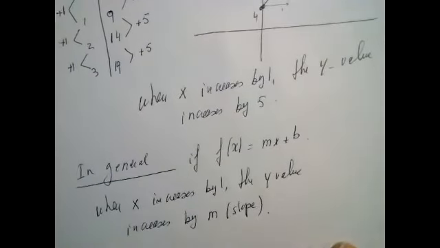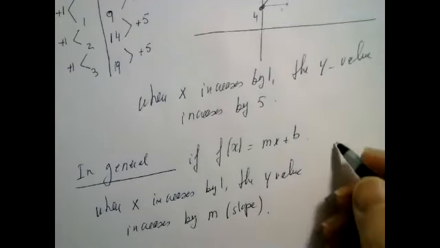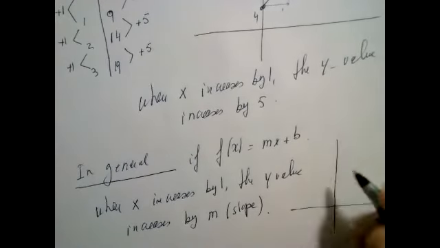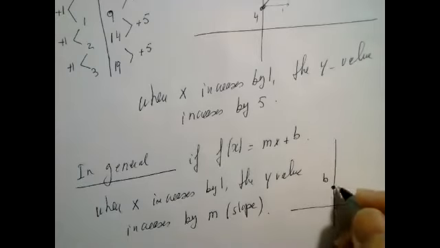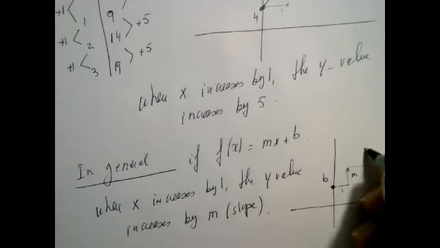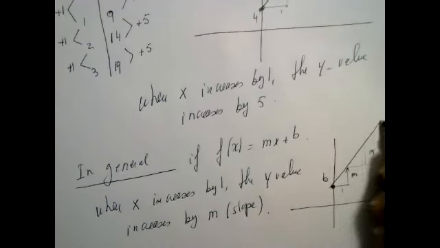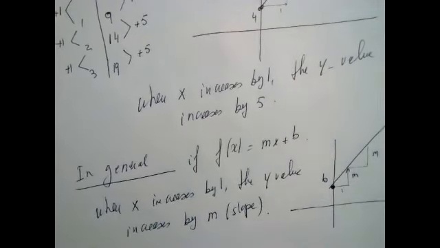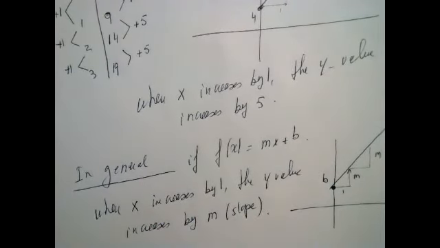If the slope is positive, the y value increases. If the slope is negative, the y value decreases. So graphically, we start at b. Every time we go by 1, the y value increases by m. Another one, another m. That's linearity. Now exponential. How does exponential behave?